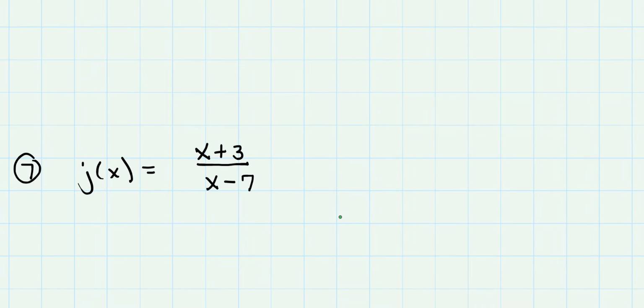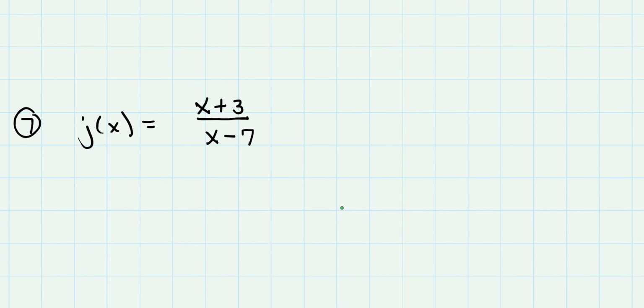Okay, so like this one. Here I have a fraction. What number can I not put in the denominator? X cannot be 7, right? Because if I put in 7, I'm dividing by 0. So that's a problem. That's the only number I can't plug in.